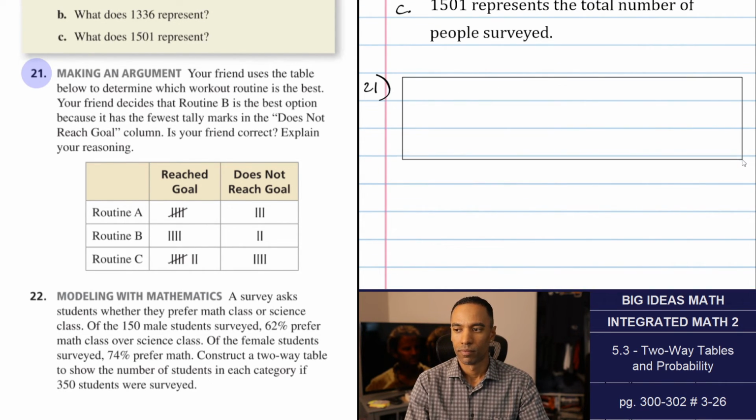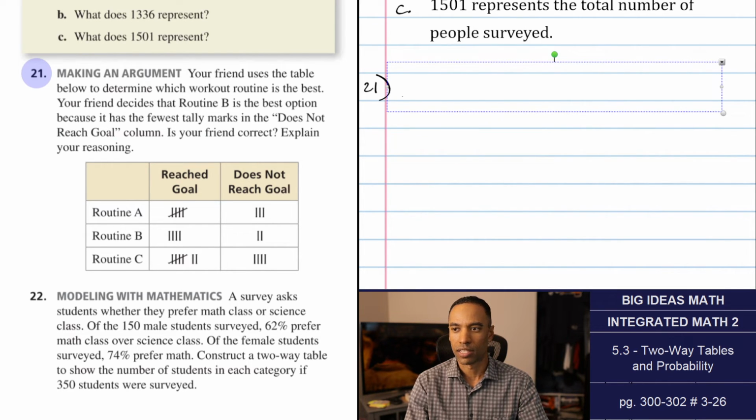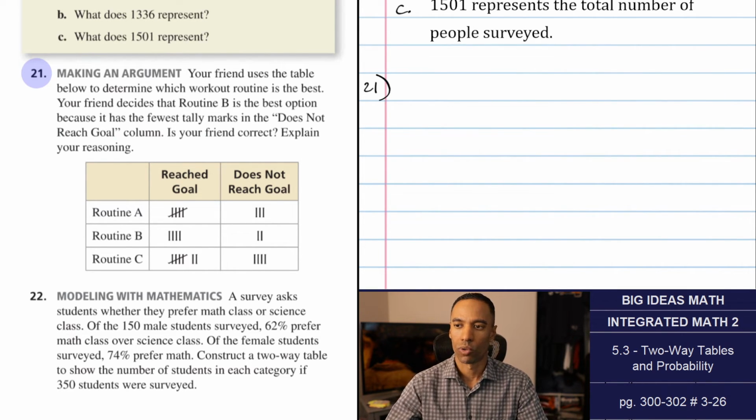Hold on. Let's compute them first. So let's do probability of goal reached given group.